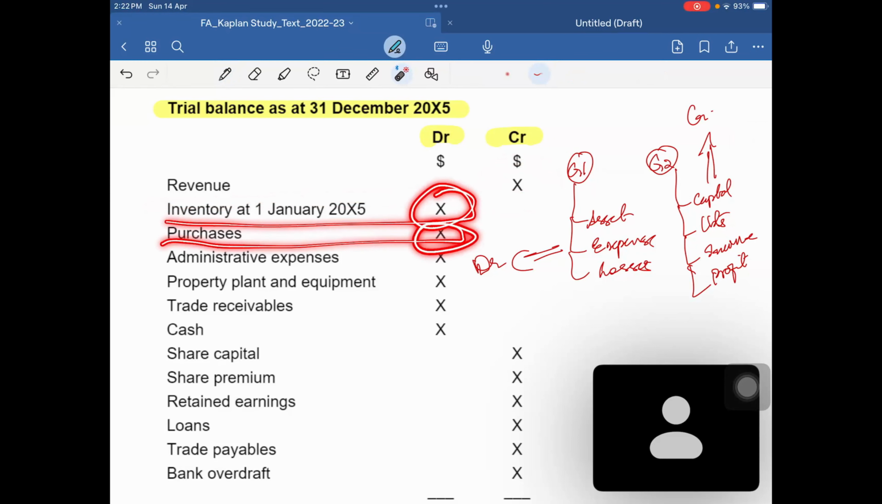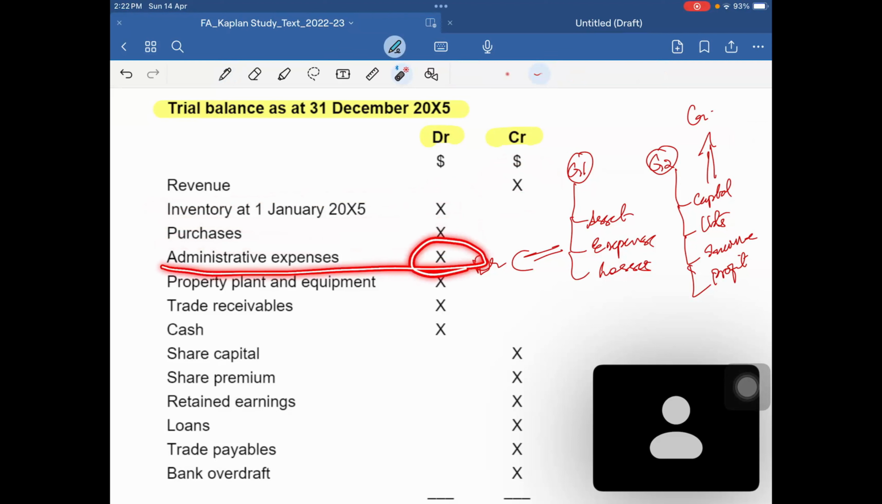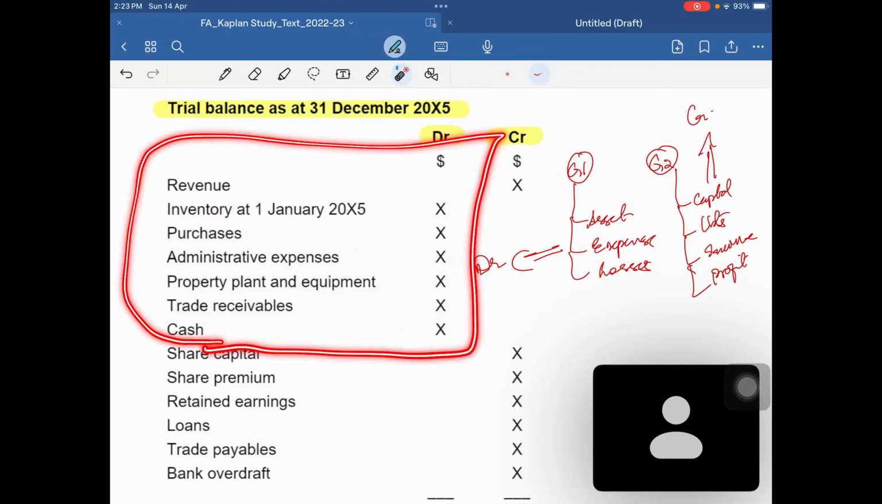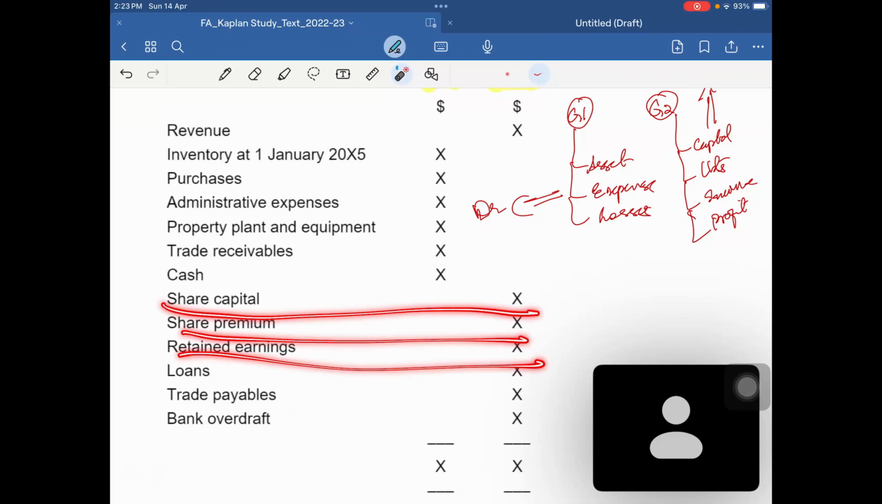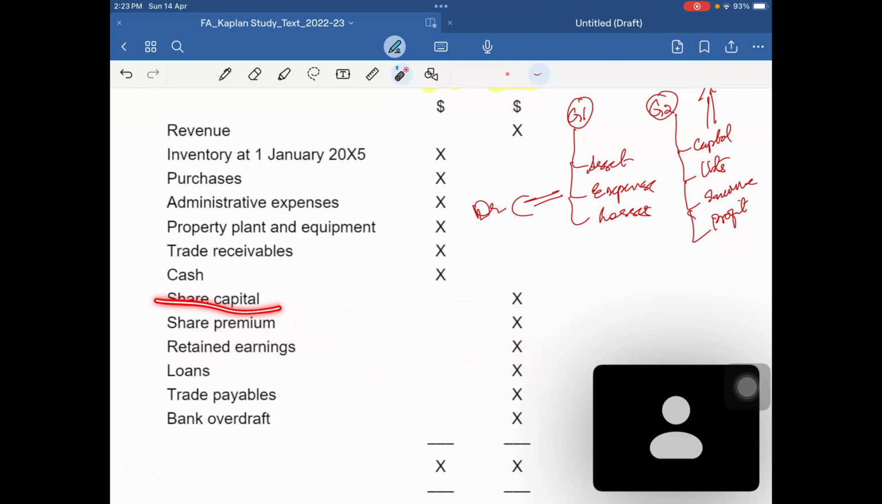Purchases is an expense. Administrative expense is an expense. PPE is an asset. Trade receivables is an asset. Cash is an asset. Hence, all these things would go to the debit side. Now we have the share capital, share premium, and retained earnings. This one is the capital, and these two are the profit, so they are going to go to the credit side. All the liabilities, including trade payables, bank loans, and bank overdraft, are going to the credit side.